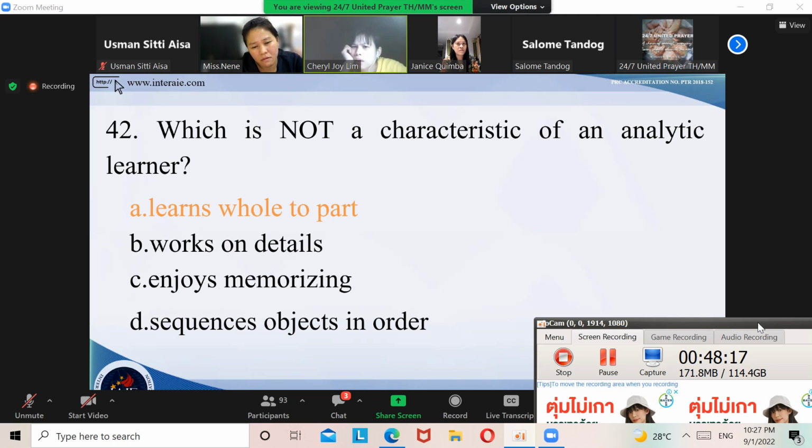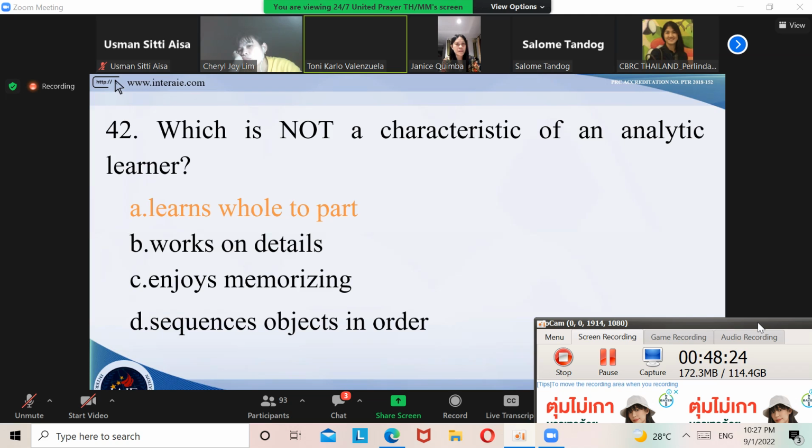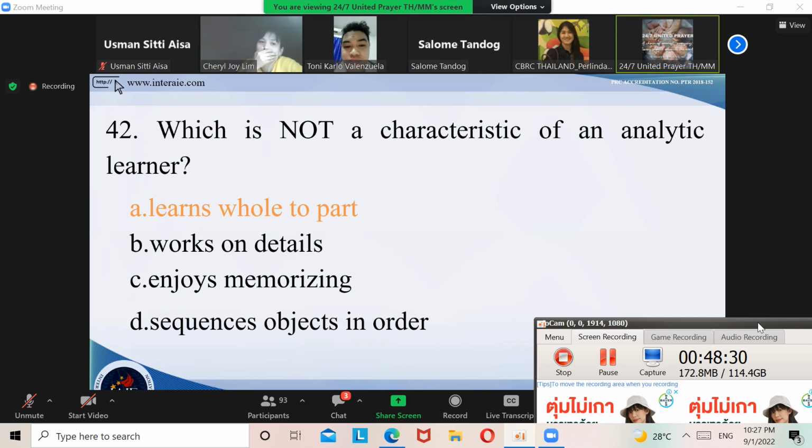So, sequences in order. Hindi po, ma'am, analytic. Ang A po, holistic. Whole to part, po. Holistic. Okay, analytic is part to whole. Pero saan po yung memorization? Analytic pa rin po, ma'am, kasi mag-memorize ka pa rin, you will use your brain. Pag holistic, you're not using every detail sa memorizing. Sige, maganda. Okay po, thank you, sir. Noted.